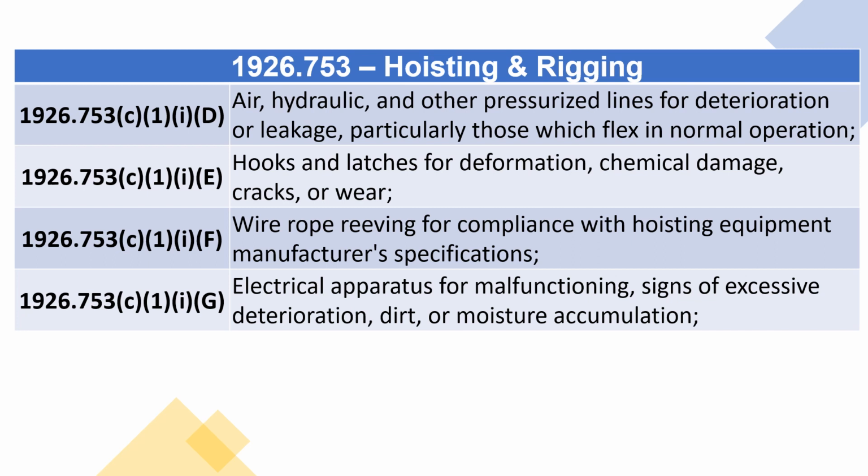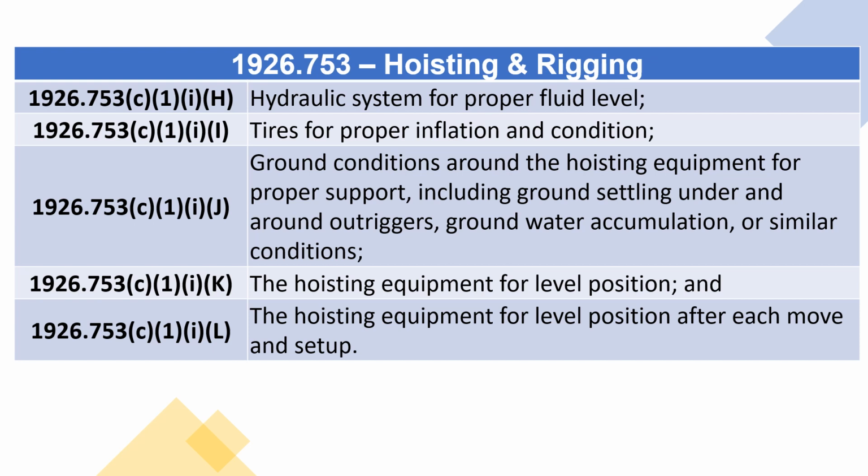wire rope reeving for compliance with hoisting equipment manufacturer's specifications; electrical apparatus for malfunctioning, signs of excessive deterioration, dirt, or moisture accumulation; hydraulic system for proper fluid level; tires for proper inflation and condition; ground conditions around the hoisting equipment for proper support, including ground settling under and around outriggers, groundwater accumulation, or similar conditions; and the hoisting equipment for level position, and for level position after each move and setup.